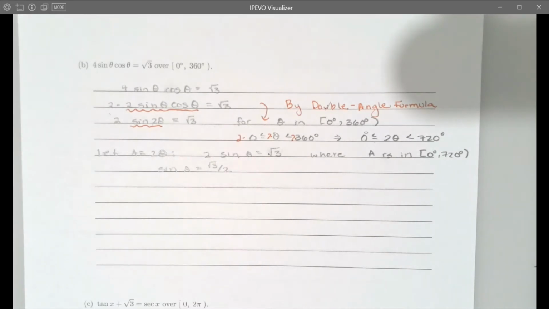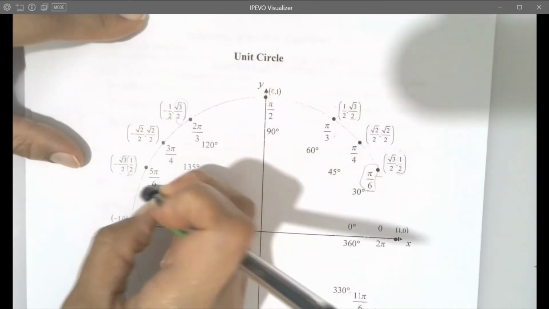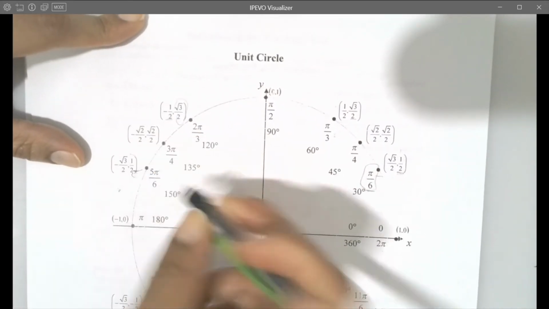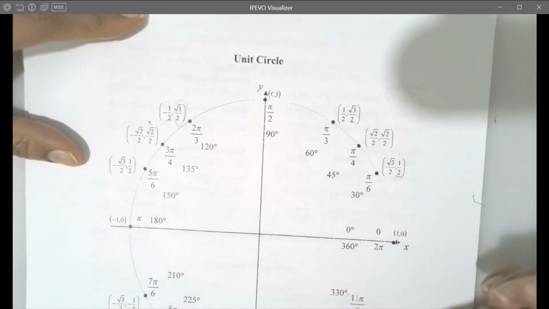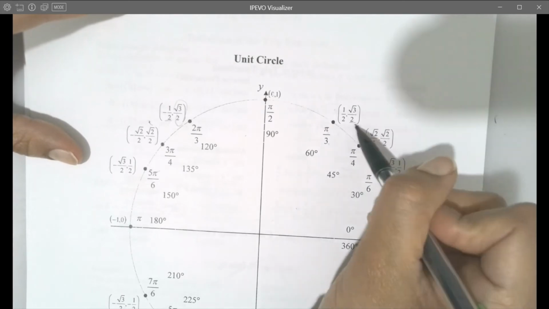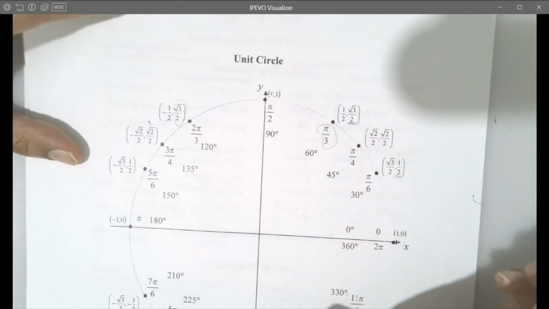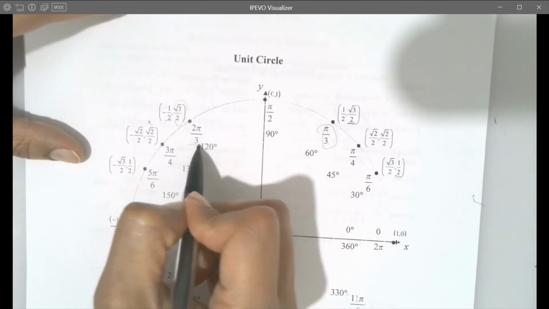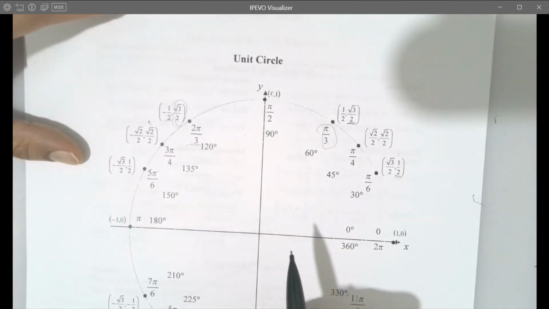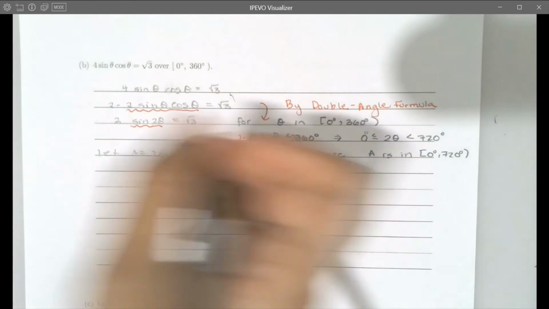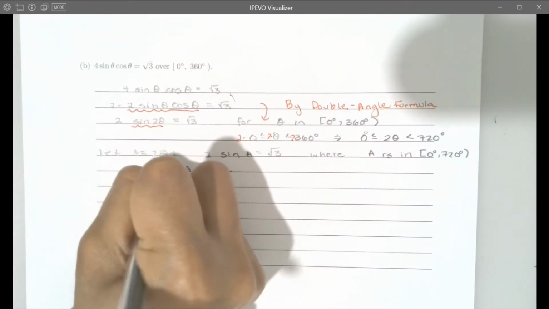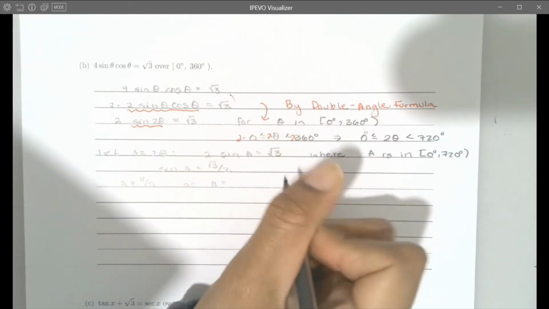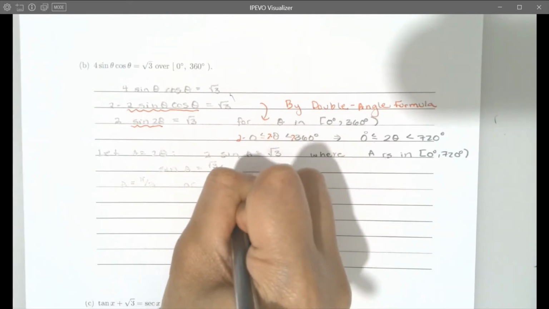And now we can take a look at the unit circle to find all the angles that have a positive sine and that have square root of 3 over 2 as a y-coordinate. So if we take a look at pi over 3, that has a y-coordinate of radical 3 over 2, and same for 2 pi over 3. Those are two possibilities: A is equal to pi over 3, or A is equal to 2 pi over 3.